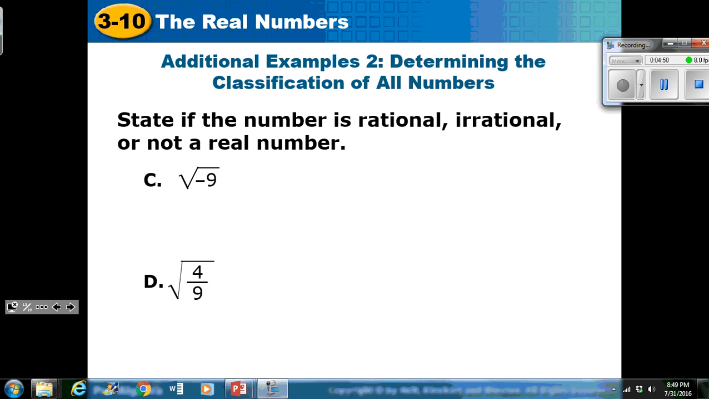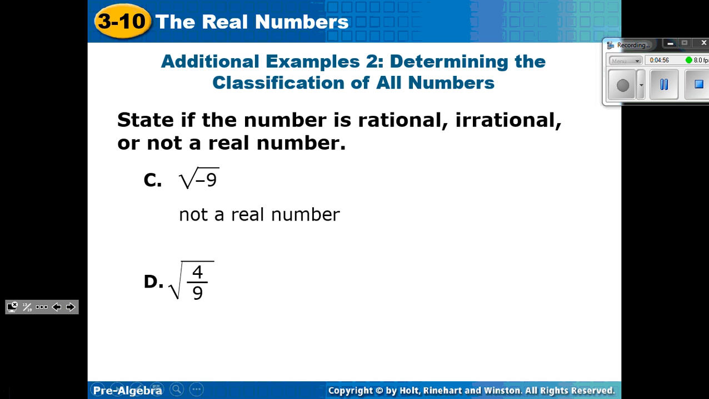You have the same 3 choices here. The square root of negative 9 is not a real number, and the reason is a negative under the radical. There is nothing like it.